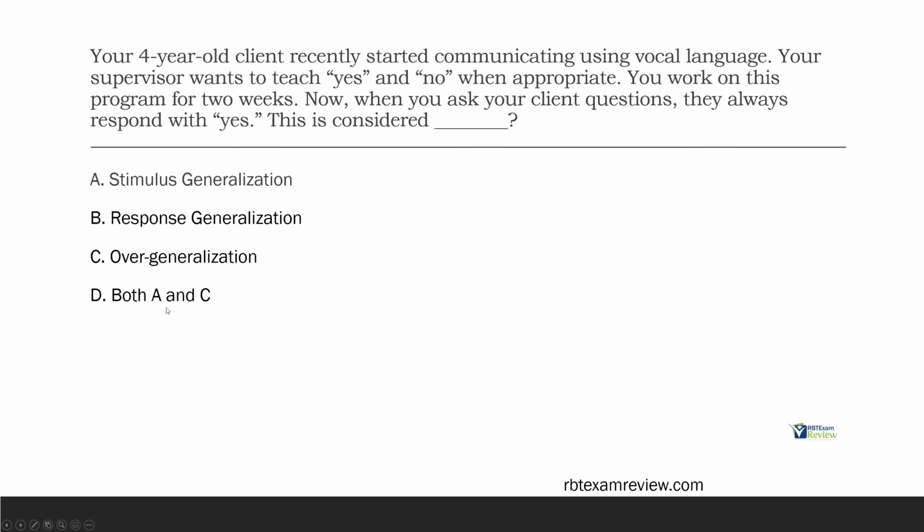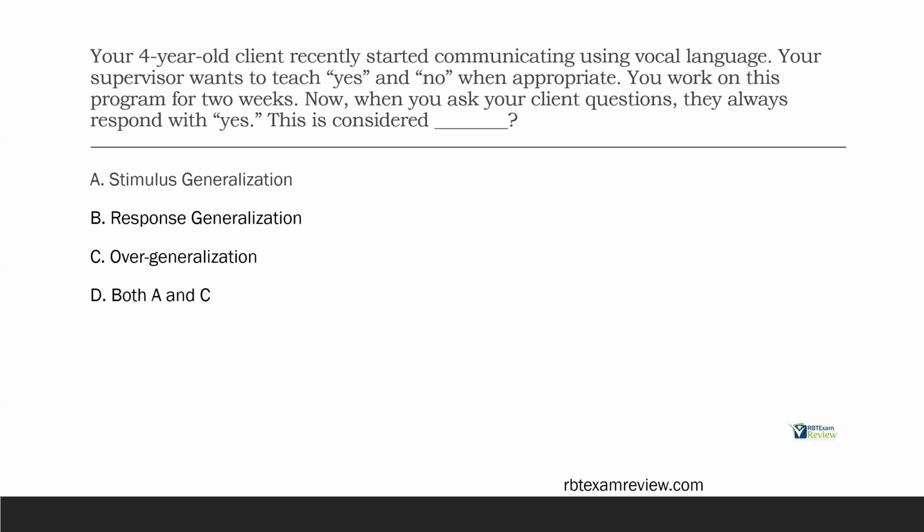But if we read D, it says both A and C. So is this also a form of stimulus or response generalization? Well, think about it. What is our trick for stimulus and response generalization? We ask ourselves, how many responses do we have? How many stimuli do we have? And in this case, we have one response. What is the response? The response is yes. We're using that same response of yes across multiple stimuli. No matter what question we ask, we're always getting yes.